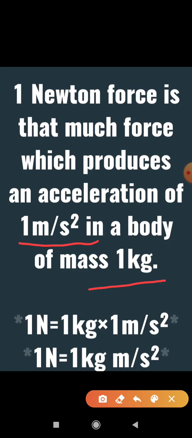Suppose we consider a body having mass 1 kilogram, and we give it an acceleration of 1 meter per second square. To accelerate the body with 1 meter per second square, we require 1 Newton force. This much force is known as 1 Newton. Now 1 Newton is equal to 1 kilogram into 1 meter per second square. Ultimately, 1 Newton will be equal to 1 kilogram meter per second square.